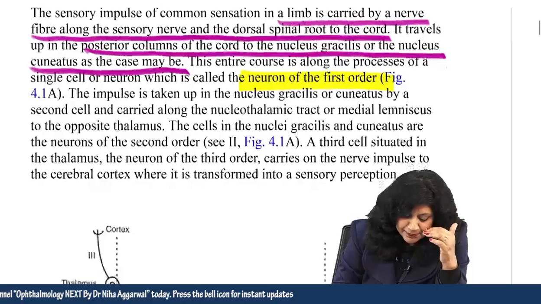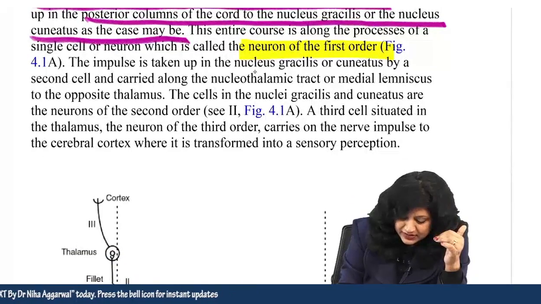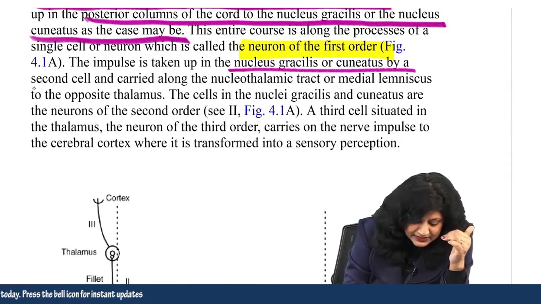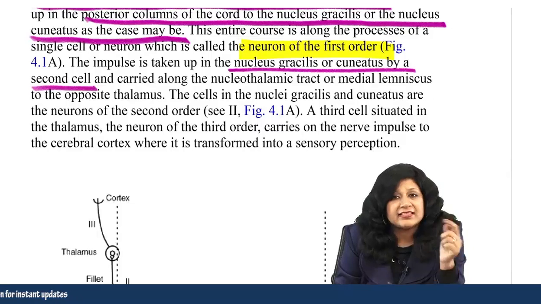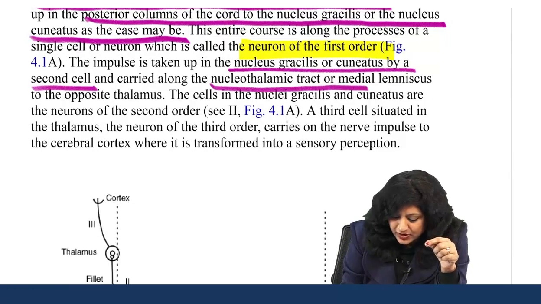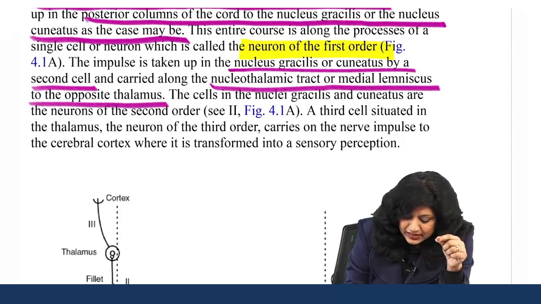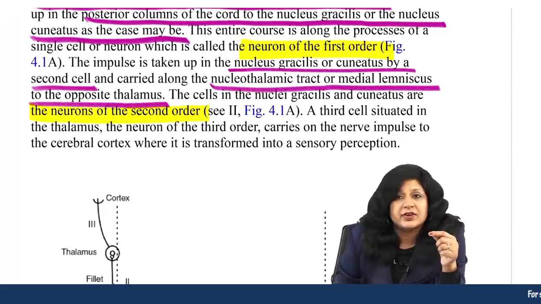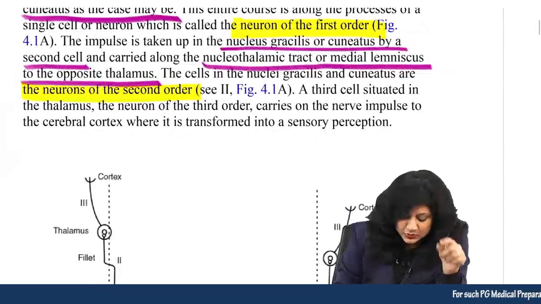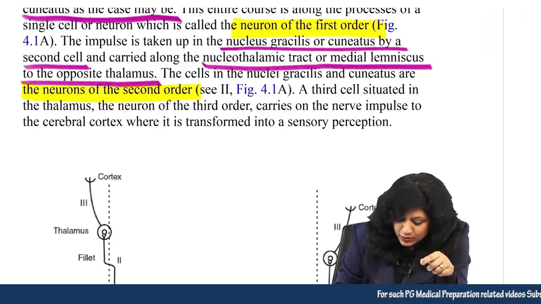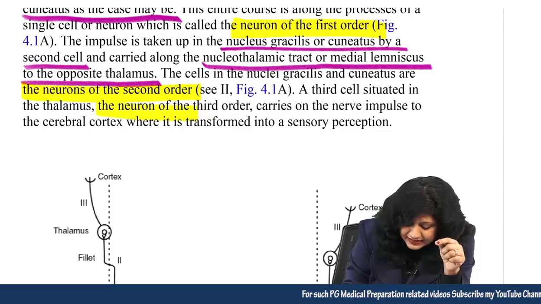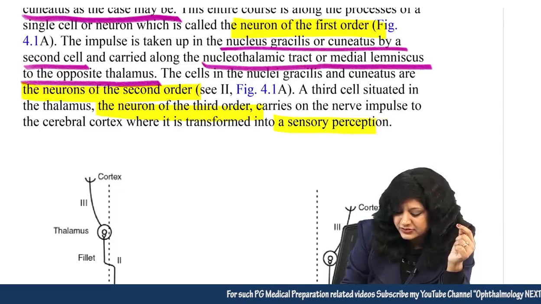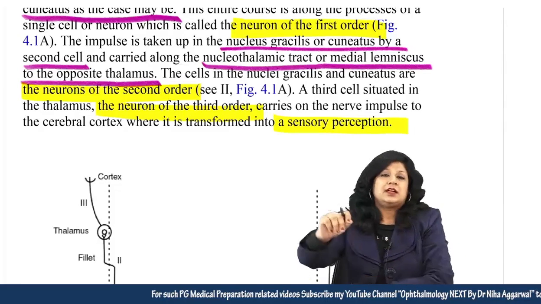Now this impulse is taken up at the nucleus gracilis or the cuneatus by a second cell. Then it is carried along the nucleothalamic tract or the medial lemniscus to the opposite thalamus, and these contain the neurons of the second order. Now a third cell, situated in the thalamus, the neuron of the third order, carries the impulse, and then finally it is transformed into sensory perception.